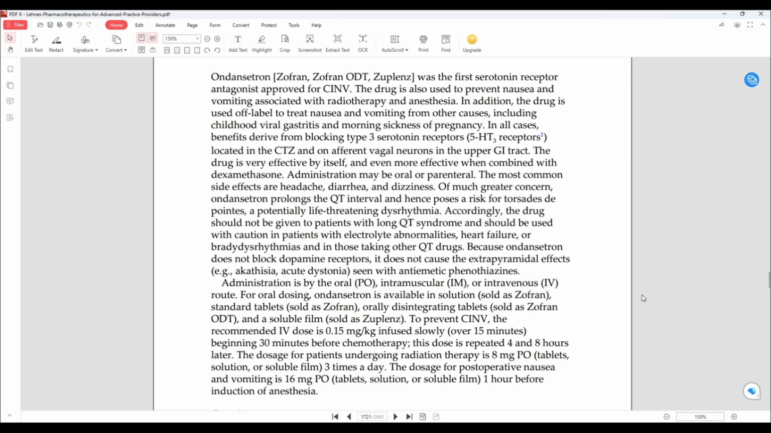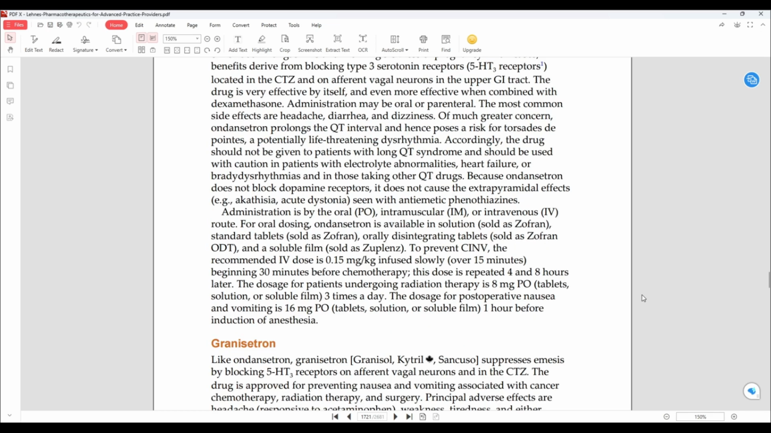The administration is by the oral or PO route, intramuscular, or IV. For oral dosing, Zofran is available in a solution, standard tablets, orally disintegrating tablets, and a soluble film.